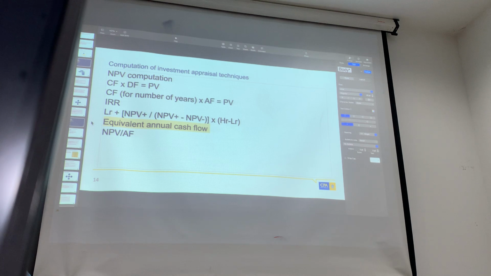Things you must know how to calculate. Just put that there so that you are aware of these calculations.